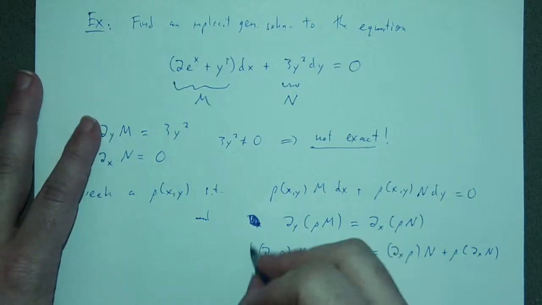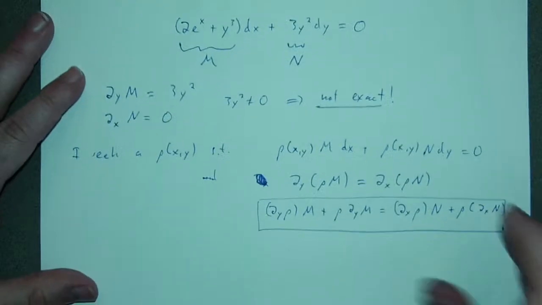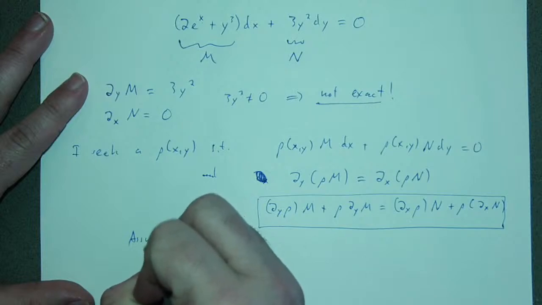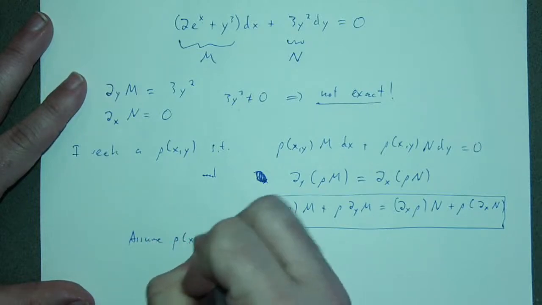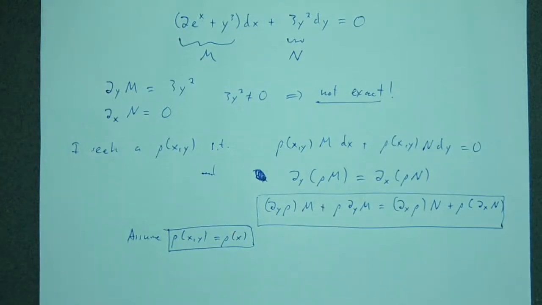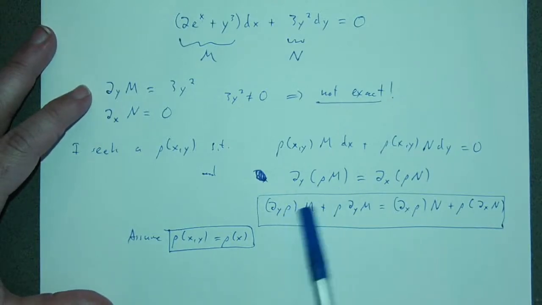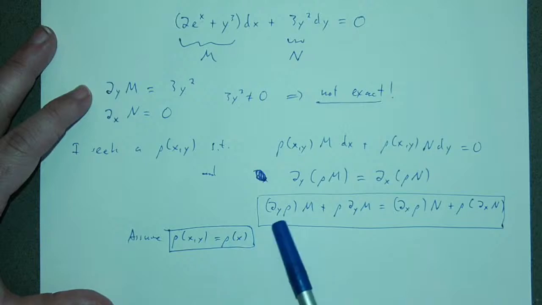So we look at our expression here. N is slightly nicer or simpler than M, so maybe we want the M term to go away. So I assume that rho of xy actually depends on x only. If I've made that assumption, then what happens to this equation? Well, the y partial of rho is going to go away, so that's going to get rid of this M term.